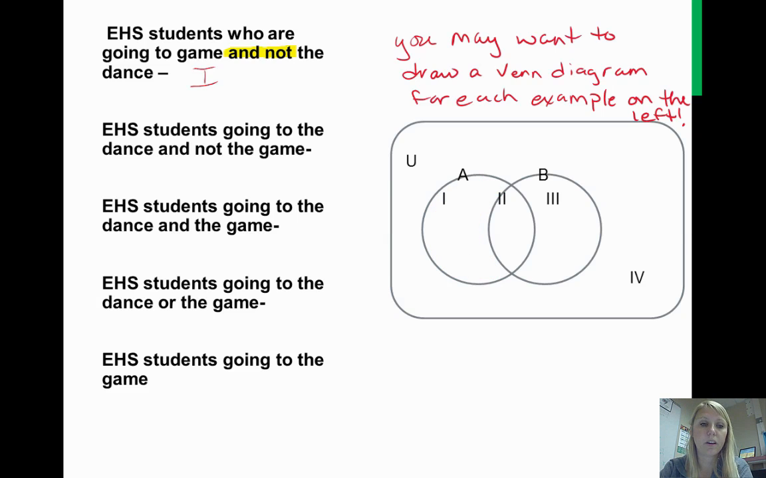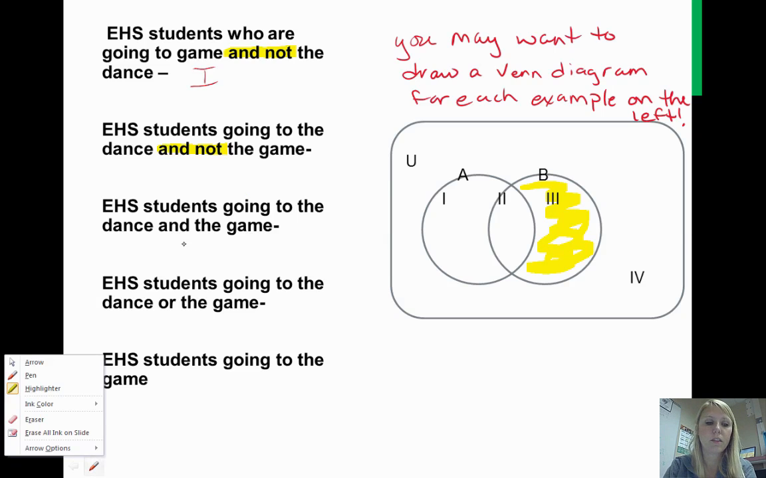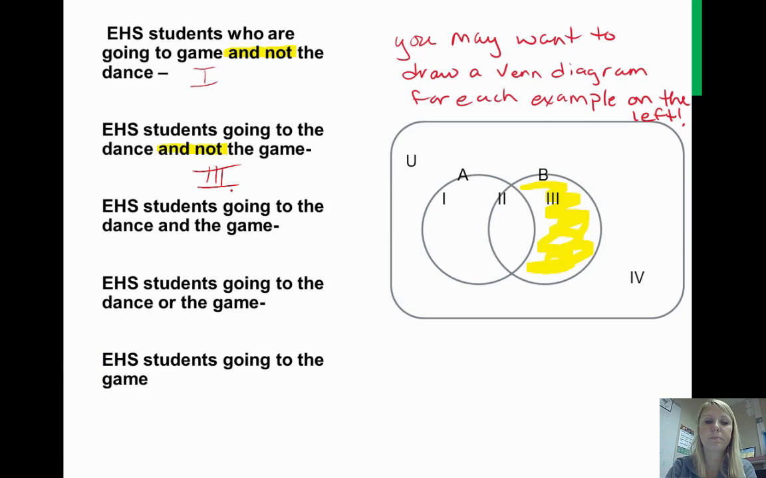For the second part, EHS students going to the dance and not the game, it's the same idea, except it's on the other side of the graph. This is all the folks that are going to the dance but not the game. We're not including region 2 again. So this refers to only region 3.